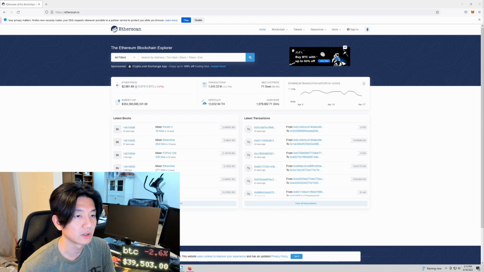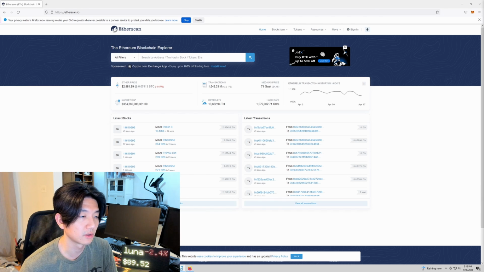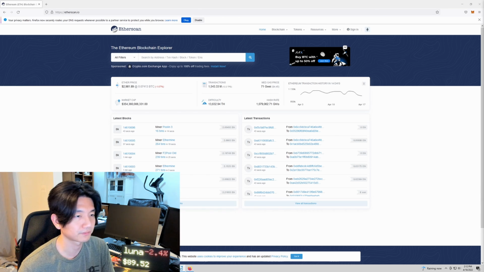This tool is available for the public and it's free to use. You can use Google to find other block explorers for different blockchains as well. So here are some ways you can use Etherscan.